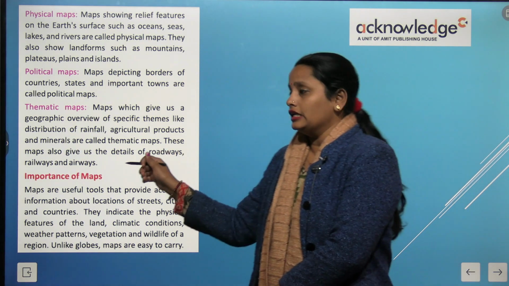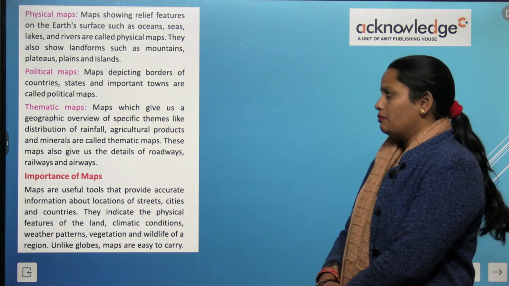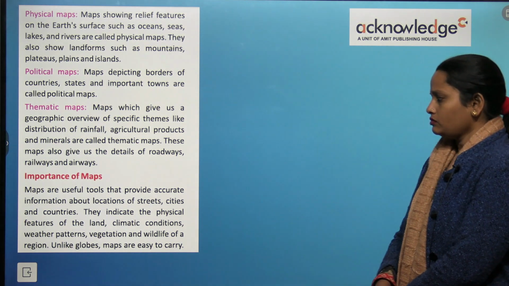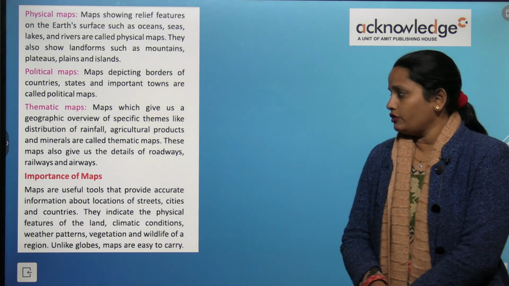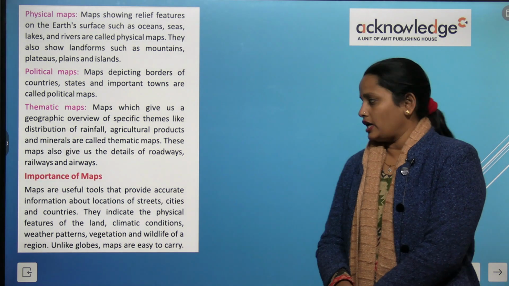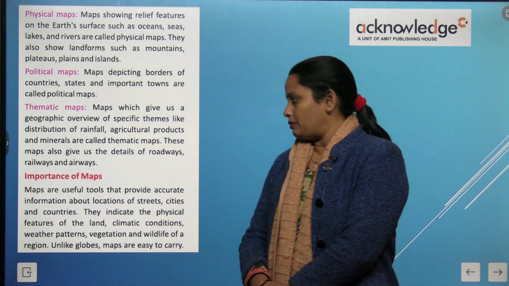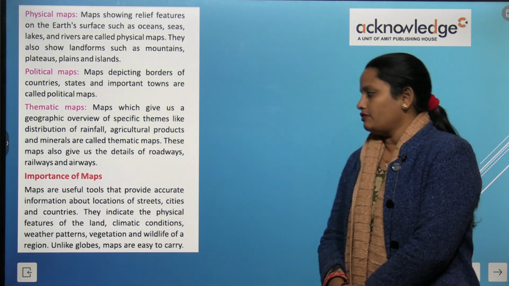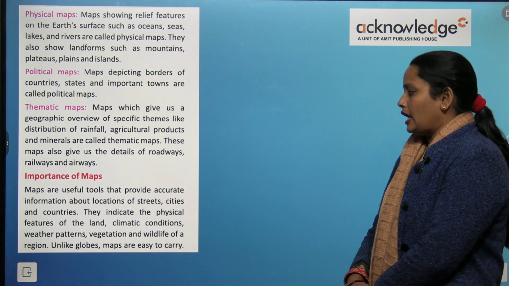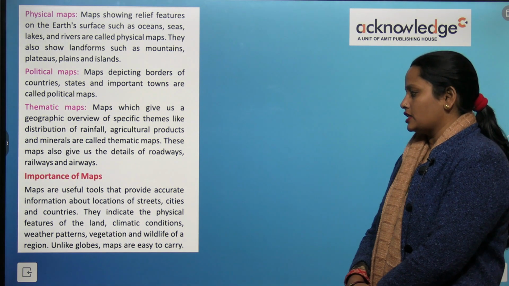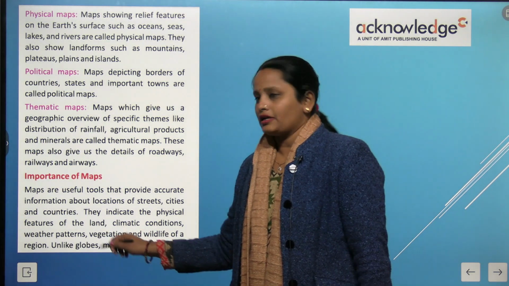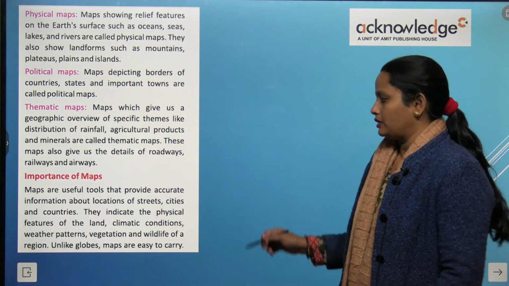Now let's learn about the importance of maps. मैप क्यों इम्पोर्टेंट है हमारे लिए? Maps are useful tools that provide accurate information about location of streets, cities and countries. Maps जो हैं street, cities और countries के बारे में बताते हैं. They indicate the physical feature of the land. ये land के physical feature को भी बताते हैं. Climatic condition, weather pattern, vegetation and wildlife of a region. So ये जो information यहाँ लिखी है इन सब के बारे में डिटेल में maps हमें बताते हैं.